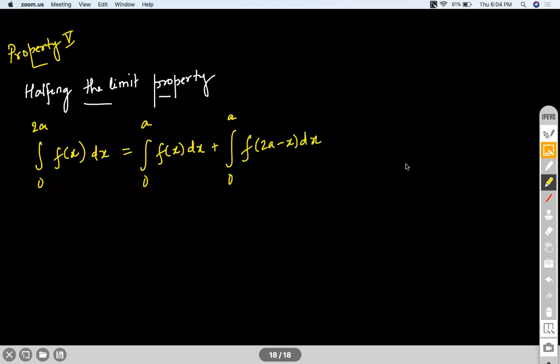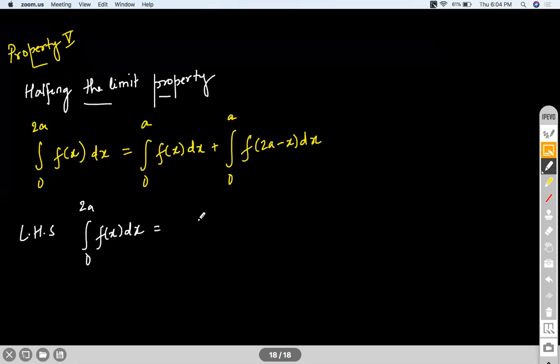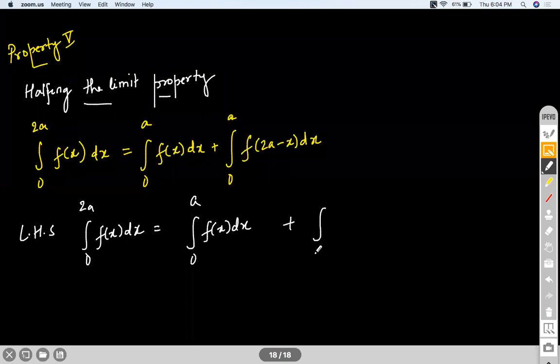Now remember, this is the parent property which many of us don't remember. We just remember the results of this parent property, which I'm going to do a little later on. But first I would like to prove this formula itself, both geometrically and non-geometrically. Let me do it non-geometrically first. If you start from the left hand side, integral 0 to 2a f of x, you can break this up as 0 to a f of x and a to 2a f of x dx, correct?